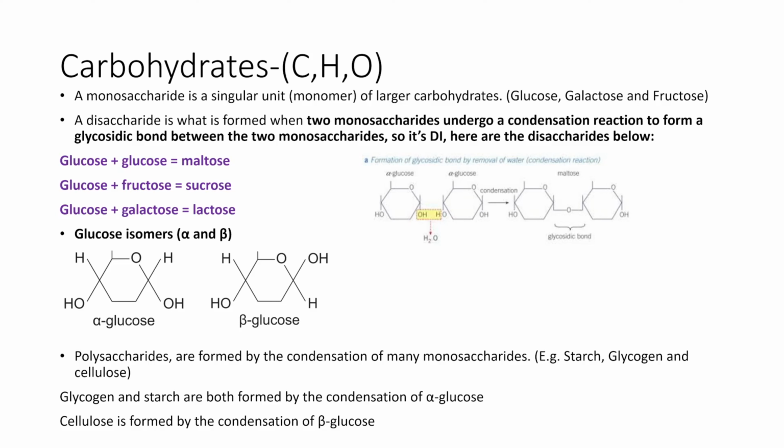Polysaccharides are formed by the condensation reaction of many monosaccharides, so like the polysaccharides are starch, glycogen and cellulose. We'll look at those in a minute. Glycogen and starch are both formed by the condensation of alpha glucose, which is why they play a role in energy storage, and cellulose is formed by the condensation of beta glucose, hence its role in mechanical support, like in cell walls. Okay, so now we're going to move on to the polysaccharide of starch.